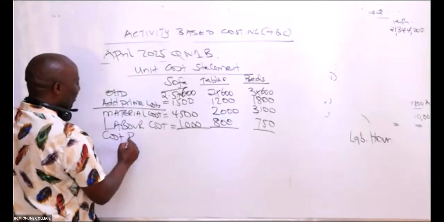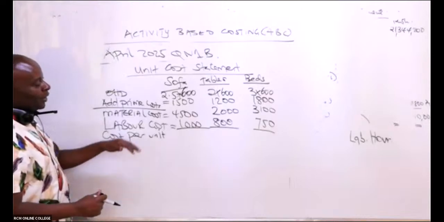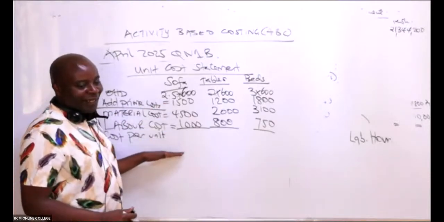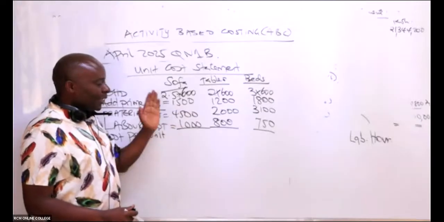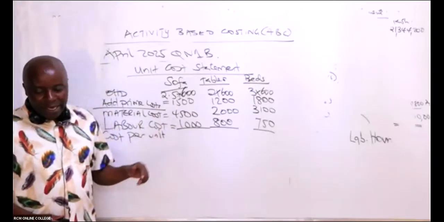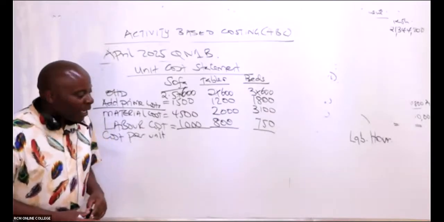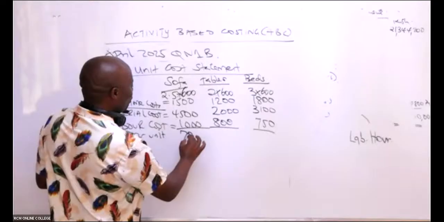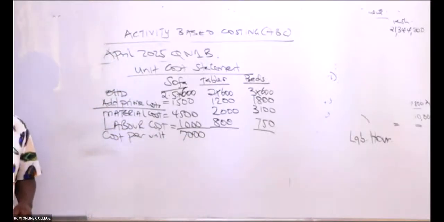This will be the cost per unit. So then I will take the overhead plus the primary costs. So it's 1,500 plus 4,500 plus 1,000. We write an answer. 7,000. The first one is 7,000.